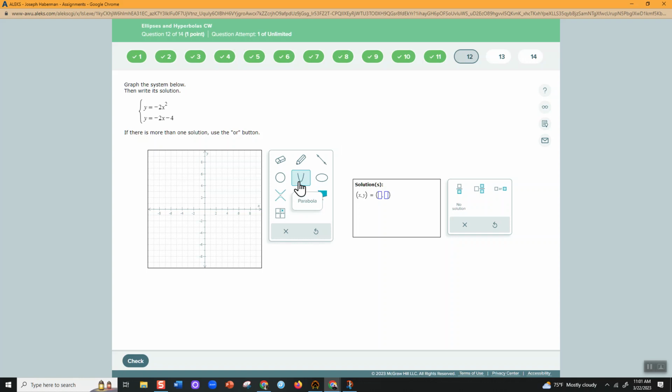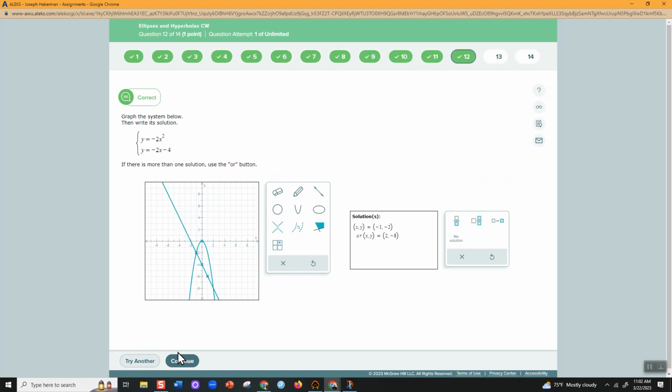So let's do the parabola first. Put it here at 0, 0. I'm going to go down. It's going to go over 1, down 2. And then the line, it starts at negative 4 and goes down 2 over 1. So I've got one solution at negative 1, negative 2. And I've got another solution, click this OR button, at 2, negative 8.